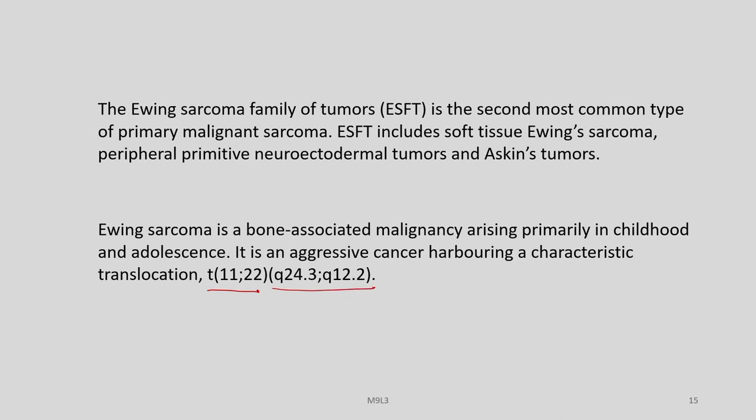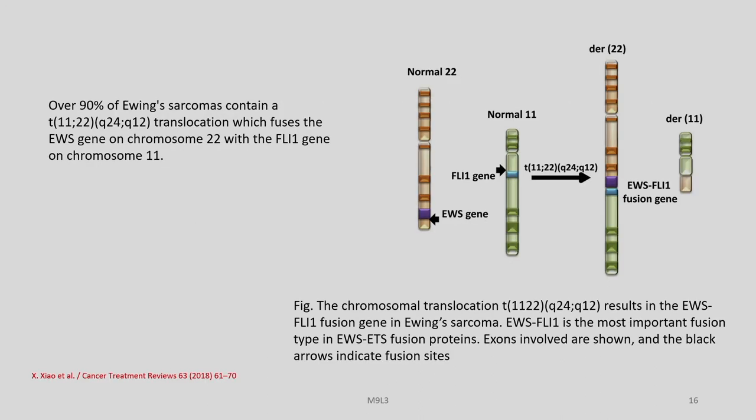t(11;22)(q24.3;q12.2). Over 90% of Ewing sarcomas contain a t(11;22)(q24;q12) translocation, which fuses the EWS gene on chromosome 22 with the FLI1 gene on chromosome 11. So, this is the EWS-FLI1 fusion gene, as you can see here. The chromosomal translocation here results in the EWS-FLI1 fusion gene, as already shown to you in the figure. This EWS-FLI1 is the most important fusion type in EWS-ETS fusion proteins.